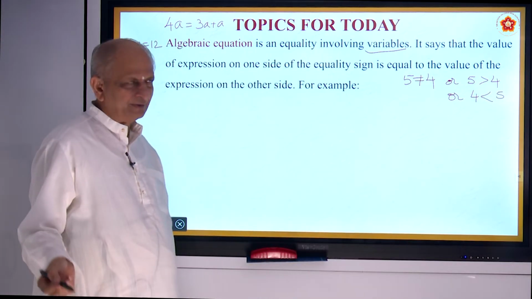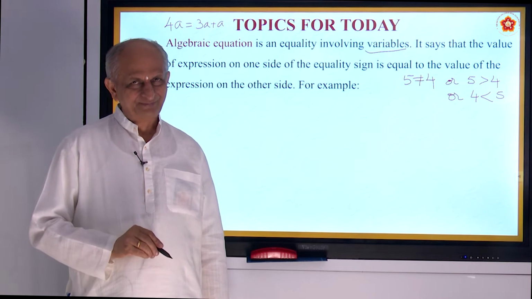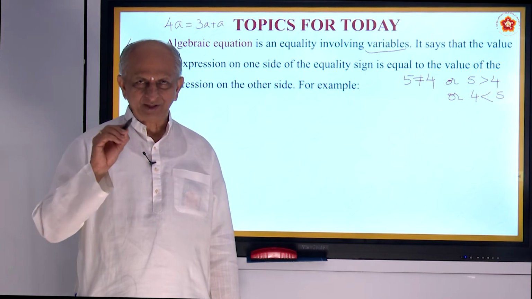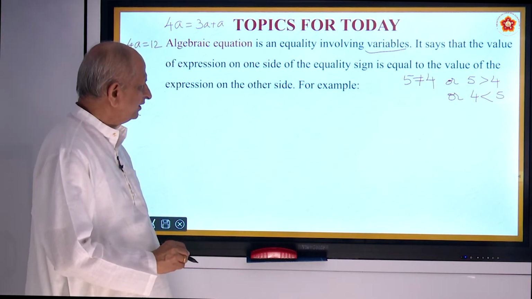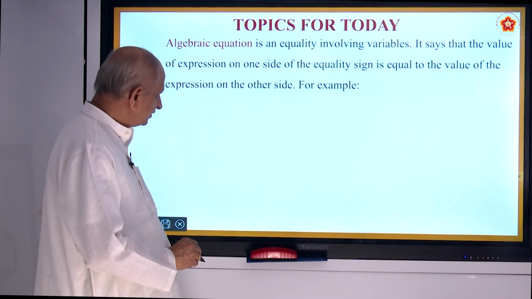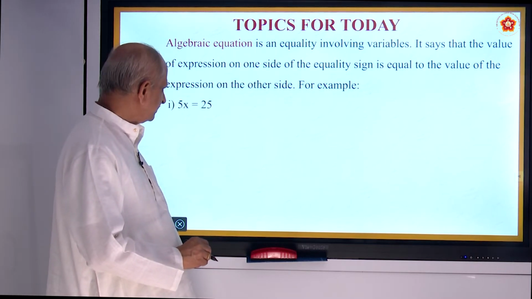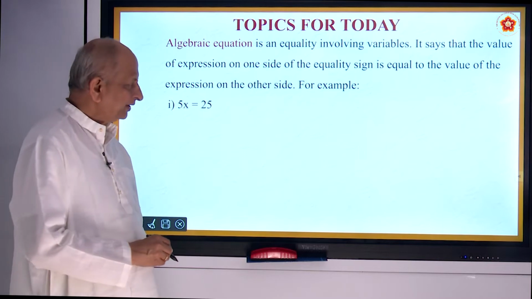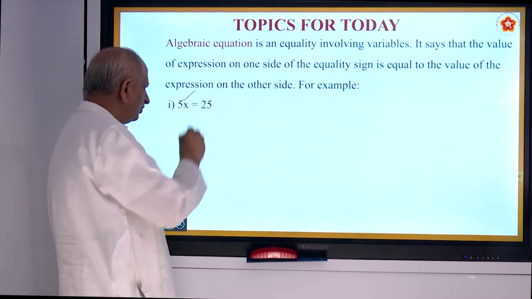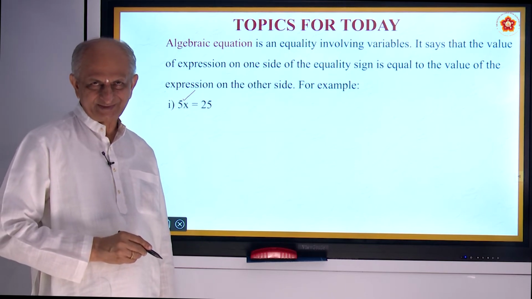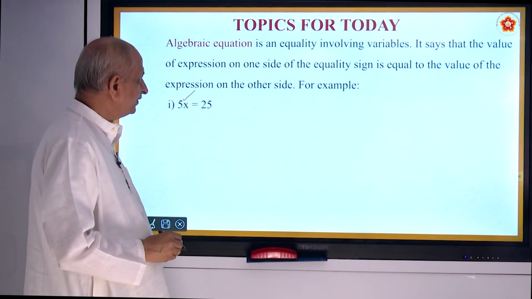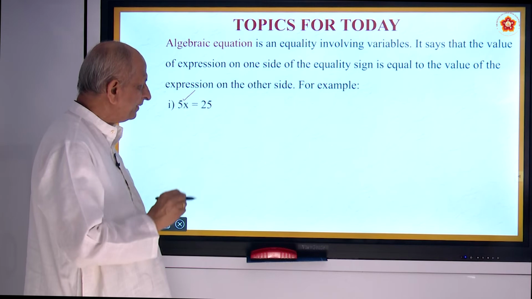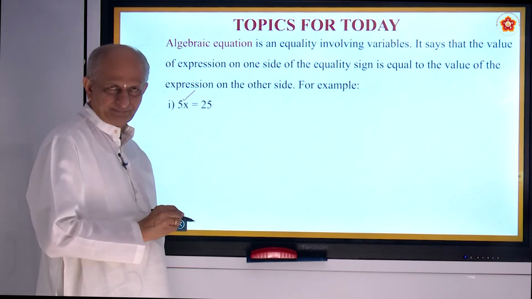So, more than, less than, not equal to will come when we have two terms or two numbers which are not equal. If they are equal, we get an equation. For example, 5x is equal to 25 is an equation. Here, how many variables are there? Only one. What is it called? x. So, it is a linear equation. We call it a linear equation when there is only one variable of degree 1.